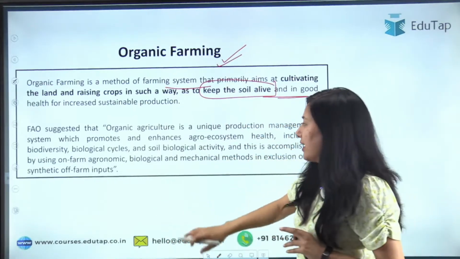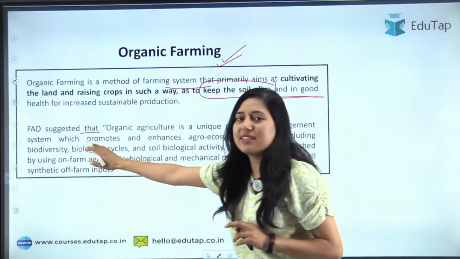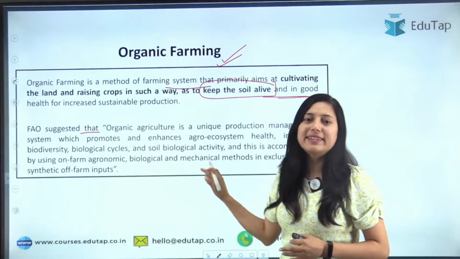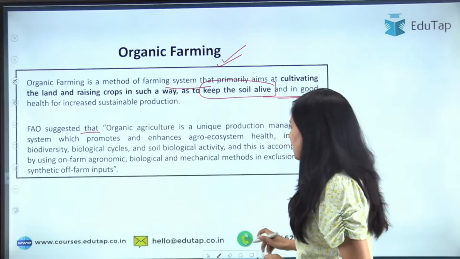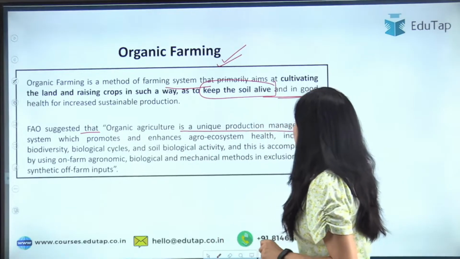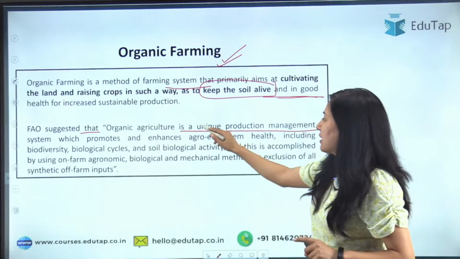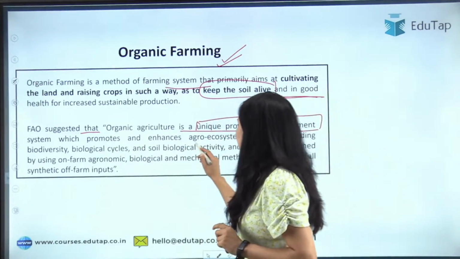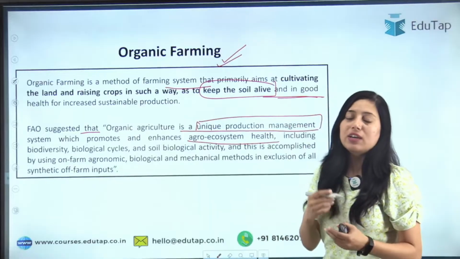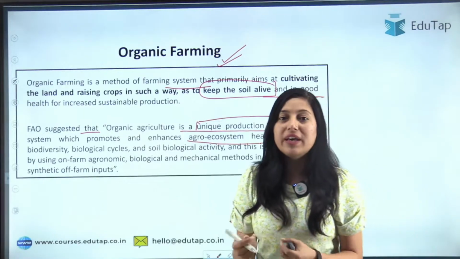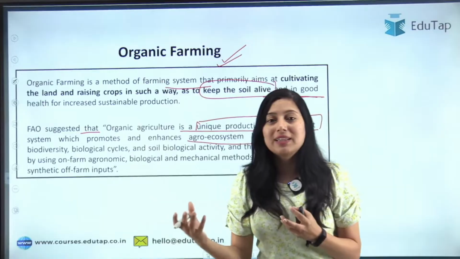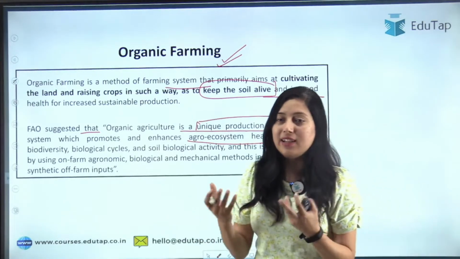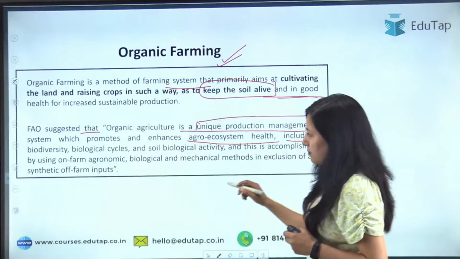Now I have provided a definition that is suggested by FAO, so that if any question is asked on organic farming, you can cite this definition. The definition is that organic agriculture is a unique production management system which promotes and enhances agro-ecosystem health. Through organic farming, we are enhancing agro-ecosystem health, meaning the interaction of agricultural crops with the ecosystem. We are enhancing and promoting that health, as well as including biodiversity.